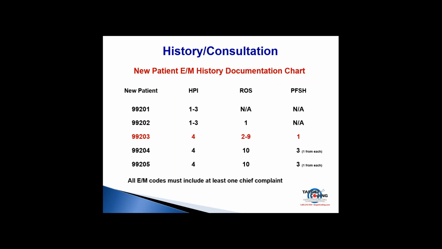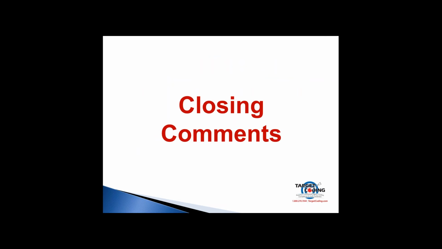And now here's a summary chart for all 5 new patient CPT codes. You'll see there's a big jump when you go to 99204 and 205, those comprehensive levels. Those require 10 systems be reviewed. That's the big difference. So there's a little crash course on the history portion of the E&M service that you provide.